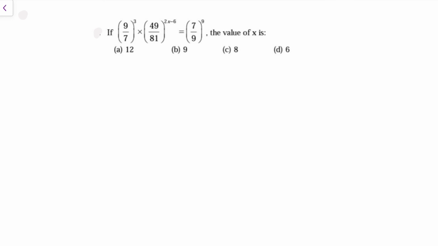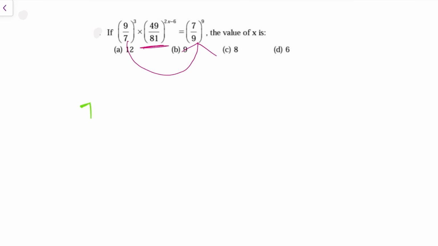Next question. If (9 by 7) whole power 3 into (49 by 81) whole power 2x minus 3 is equal to (7 by 9) whole power 9, then what is the value of x? Let us check once. Here first (9 by 7) whole power 3 is given. I will take it to the other side first. Then for this one I will do simplification.